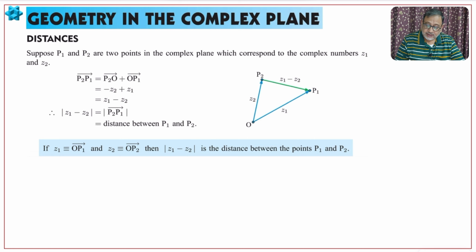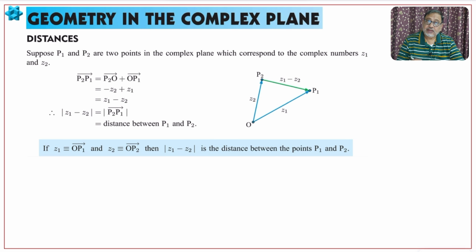Then geometry of complex numbers. Distance between 2 points which are represented by complex numbers in the complex plane. Suppose P1 is one complex number, P2 is another complex number, then the vector from P1 to P2 will be given by P2 minus P1. You can see an arrow mark over it because it can be treated like vectors. As we do in vectors, P1O vector plus OP2 vector. Okay, P1O will be the first vector, OP2 will be the second vector.